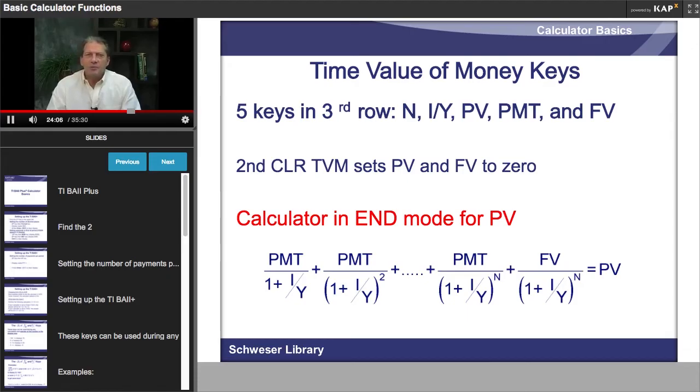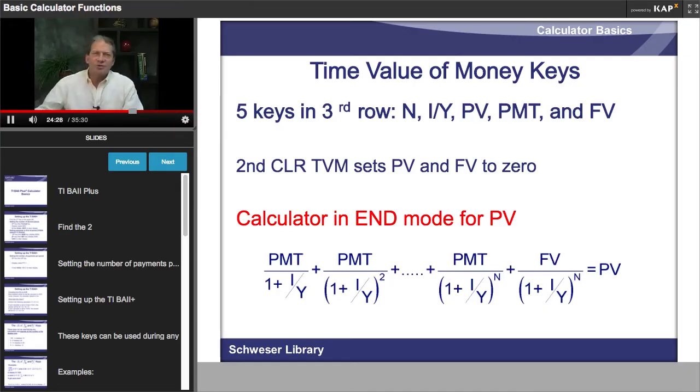Now let's look at our time value of money keys. You'll use these quite a bit. They're in that 3rd row there, and you see that there are 5 of them. And really the logic of it is pretty straightforward. If you put in any of those 4 values, and then you press on the 5th one and press compute, it'll calculate it for you based on those values you put in for the other 4.